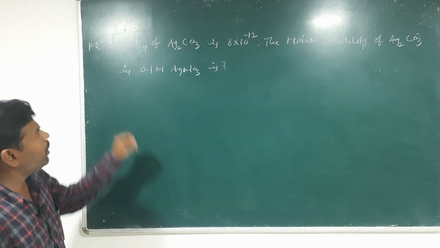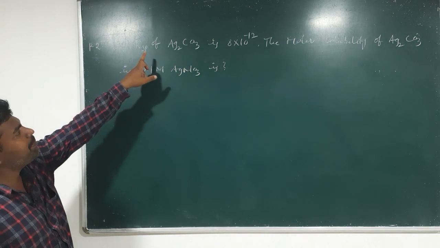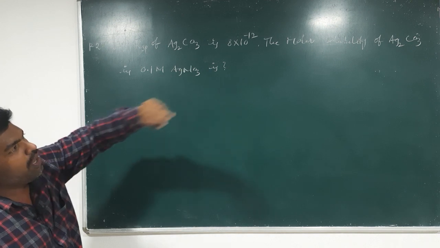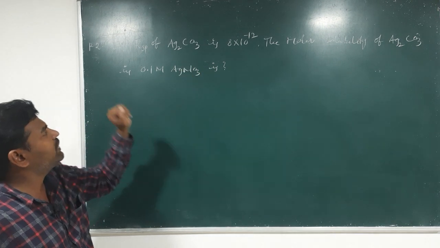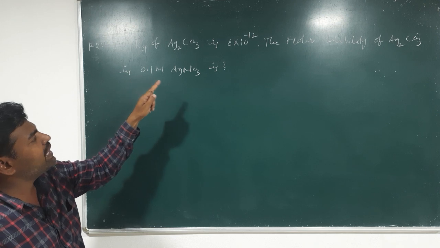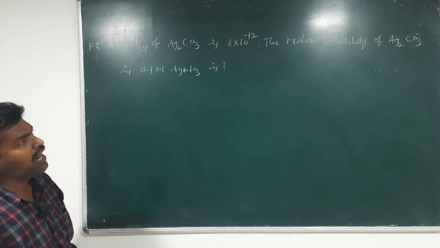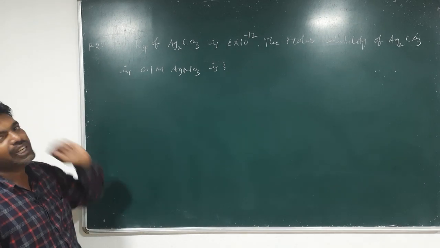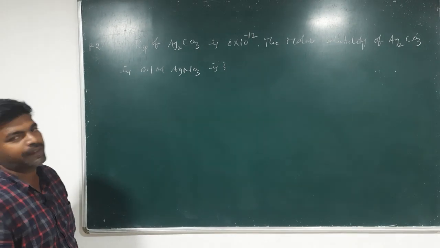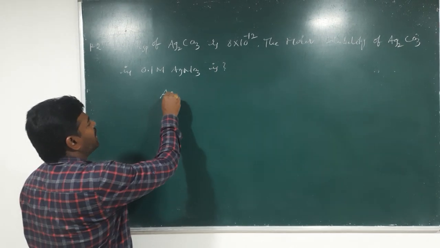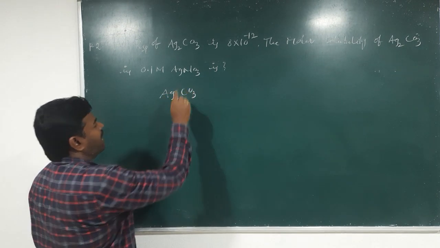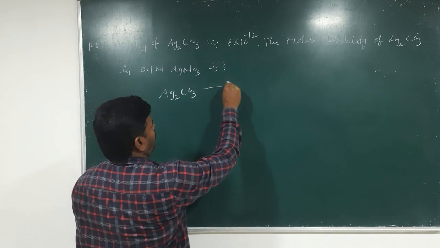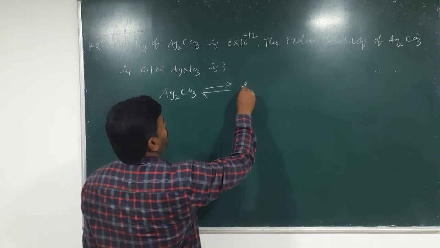Okay. And problem 2 is, if Ksp of Ag2CO3 is 8 into 10 power minus 12, the molar solubility of Ag2CO3 in 0.1 molar AgNO3 is. So, they asked to calculate the molar solubility and they gave the solubility product of Ag2CO3. So for Ag2CO3 we have to write the ionization, that is the equilibrium.